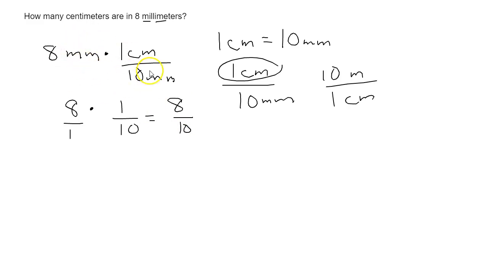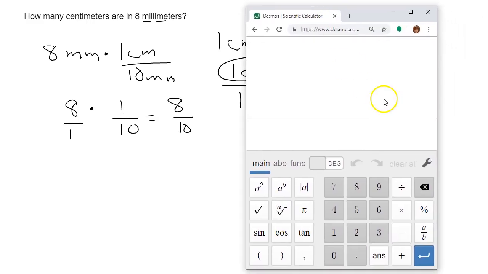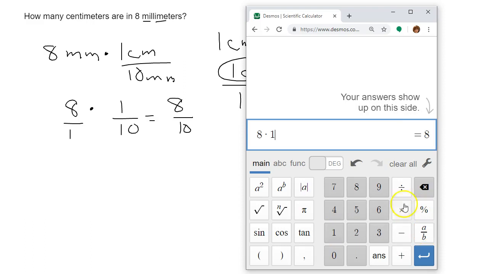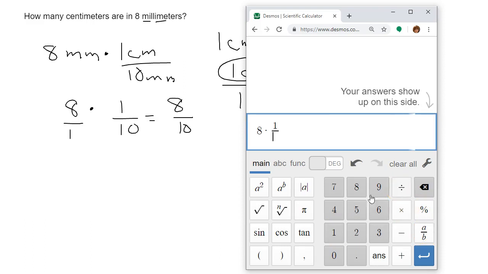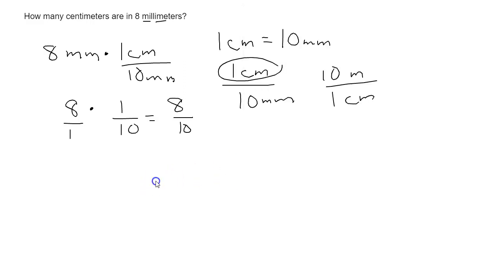Or we can actually plug the whole thing into a calculator. Often I use the Desmos Scientific Calculator. So if we're going to plug in 8 times 1 over 10, we would go 8 multiplied by 1 divided by 10. I can either hit the divide sign and it will turn it into a fraction, or I could have hit a over b. And we see that once we type it in, we get 0.8.